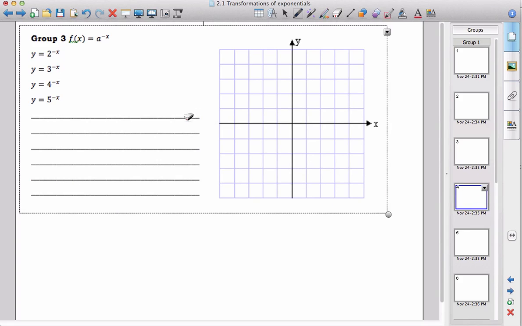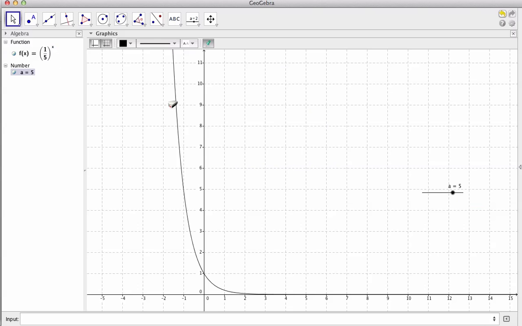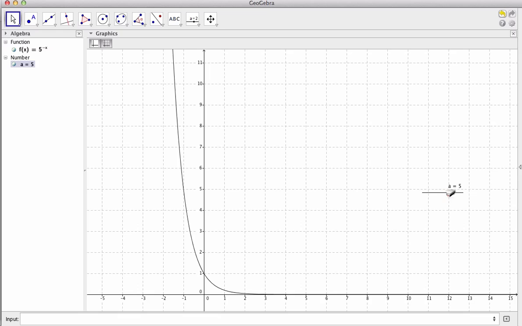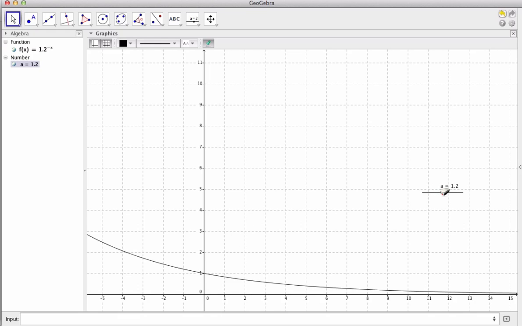Okay, next set, we've got y equals 2 to the power of negative x, 3 to the power of negative x. We've got these. So I'm going back to GeoGebra, and I'm going to change my function again back to a to the power of x, but I'm actually going to put in negative x this time. So that's a to the power of negative x. Let's bring our slider down to 2.